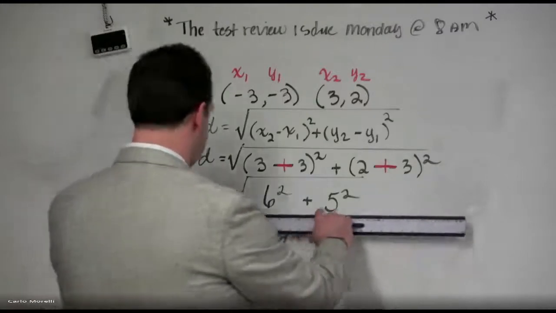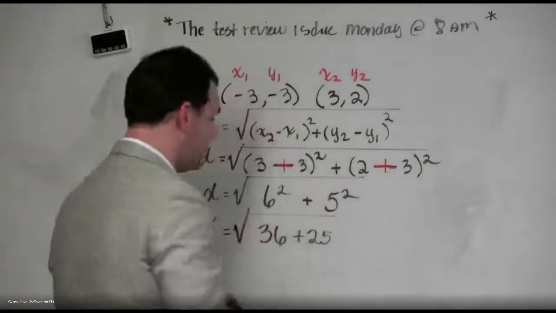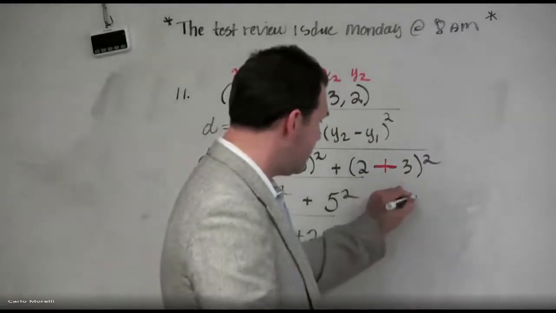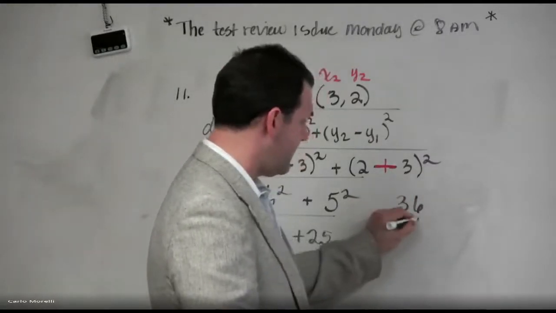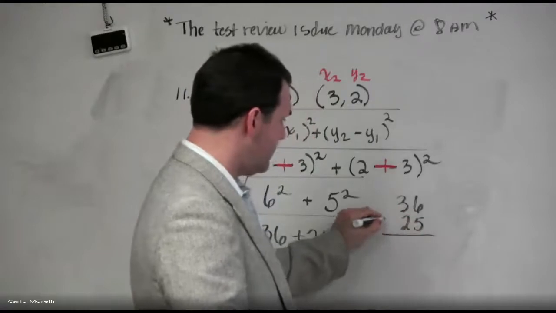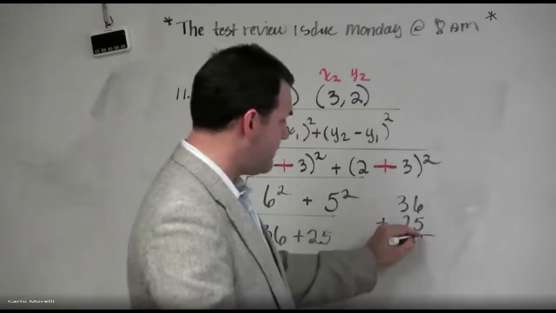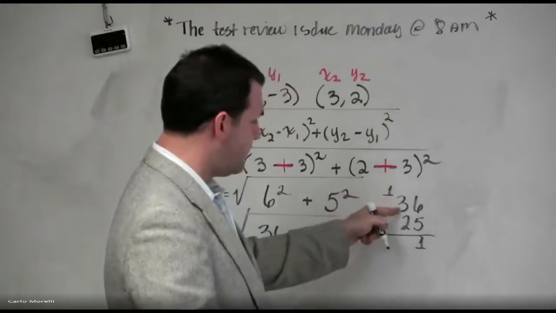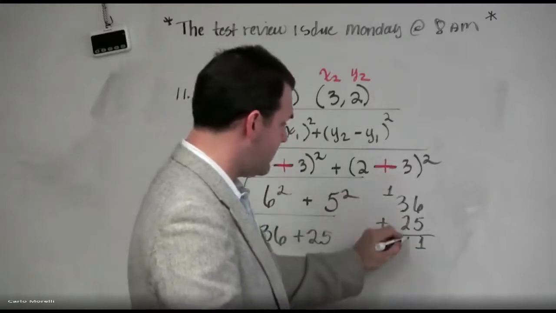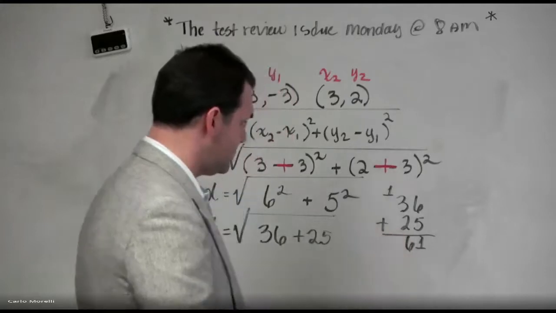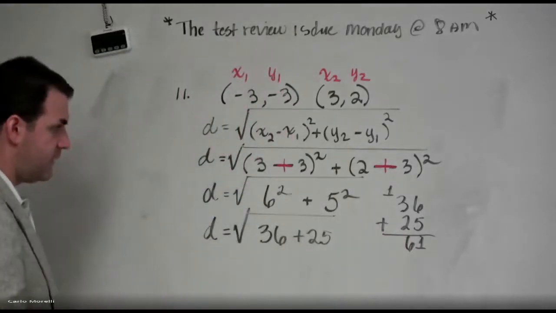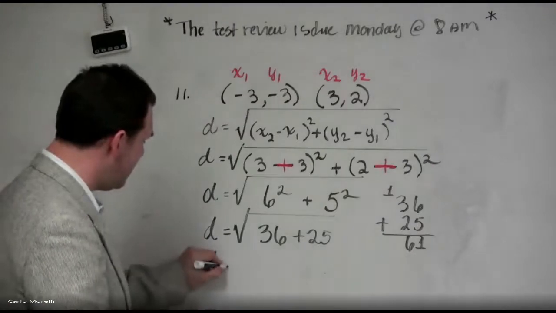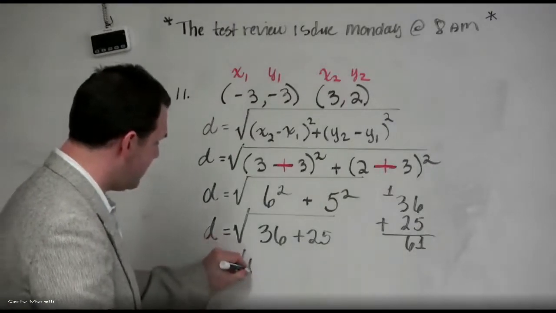Okay. Now we actually need to show our work that we know how to add. 36 plus 25, so 6 plus 5 is 11, so we write a 1 and we carry a 1. 1 plus 3 is 4, 4 plus 2 is 6. So 36 plus 25 equals 61. Therefore, D equals the square root of 61.